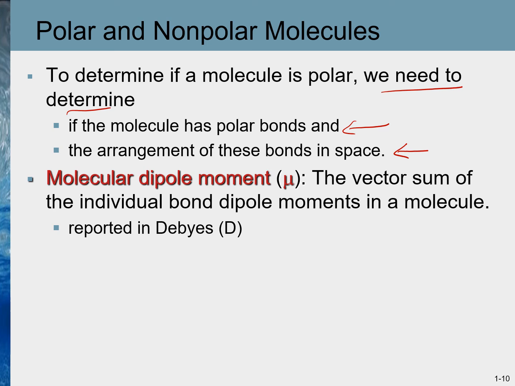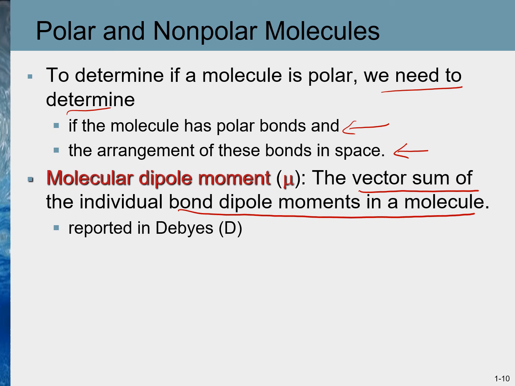From the arrangement of polar bonds in space, we determine the molecular dipole moment. The molecular dipole moment of a molecule is the vector sum of the individual bond dipole moments in a molecule. Molecular dipole moment is also reported in Debye.